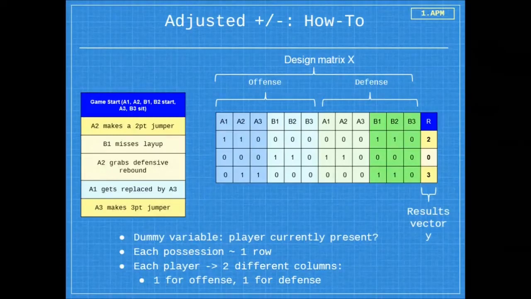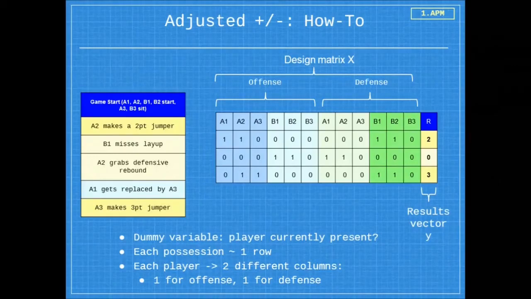Basically what we have here on the left-hand side is a fictitious play-by-play for a 2-on-2 with two teams, Team A and Team B, where players A1 and A2 are starting the game, B1 and B2 are starting the game, and A3 and B3 are sitting on the bench.